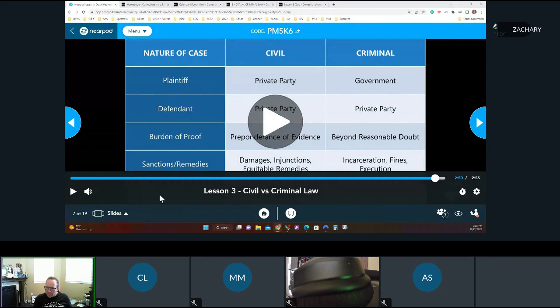All right. Sorry about that. The very bottom there, you can't really see it, but it says society and public policy, but under the civil one, it talks about the punishment is more like fines and stuff like that, or getting money.